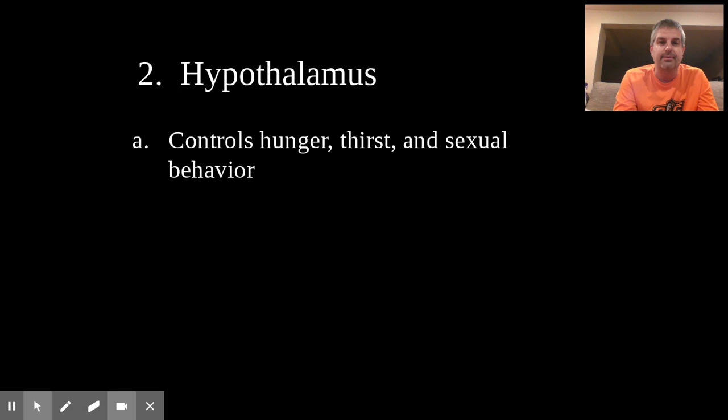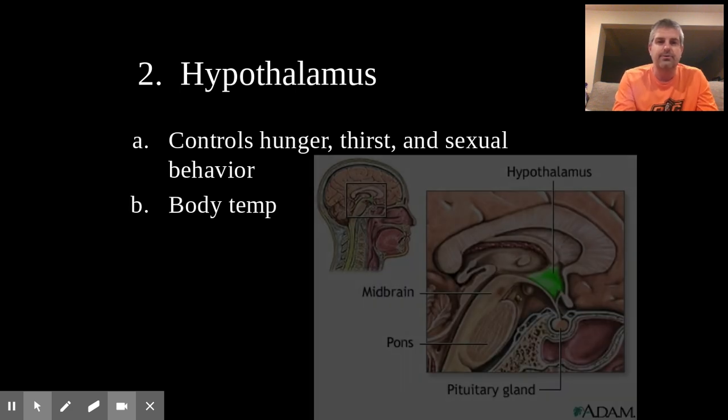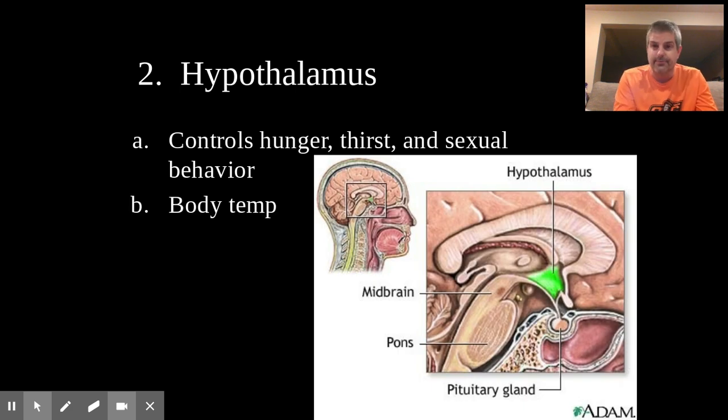The hypothalamus, it controls hunger, thirst, and sexual behavior. This is kind of our biological or animalistic thing, the hypothalamus. And the hypothalamus also controls body temperature. The part about hunger, the hypothalamus is what makes us hungry. What happens is our body needs nutrition, and to get nutrition, we have to eat.